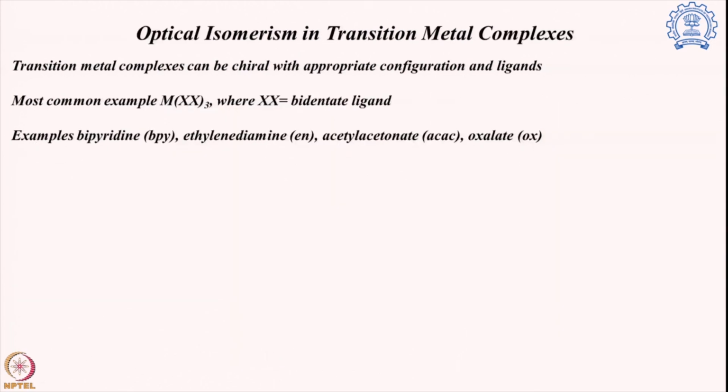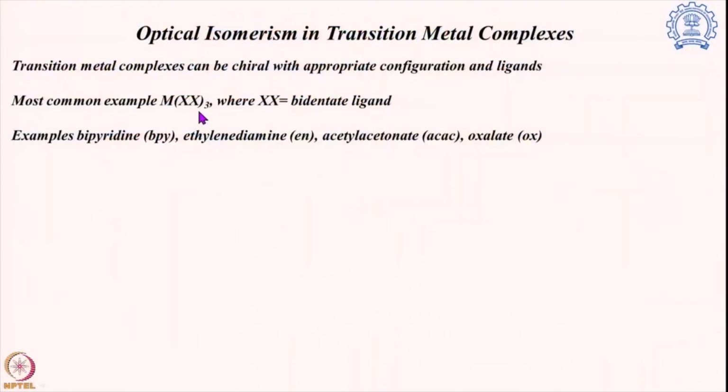Now coming back to the last part of our discussion on optical activity, about optical isomerism in transition metal complexes. Generally when we talk about optical activity or chiral compounds, we talk about organic molecules where we have a carbon with 4 different groups. But transition metal complexes can also show chirality. The most common example is a metal bound with XX ligands, where XX defines a bidentate ligand, that means a ligand which can bind the metal at 2 different sites, and 3 of them are present.